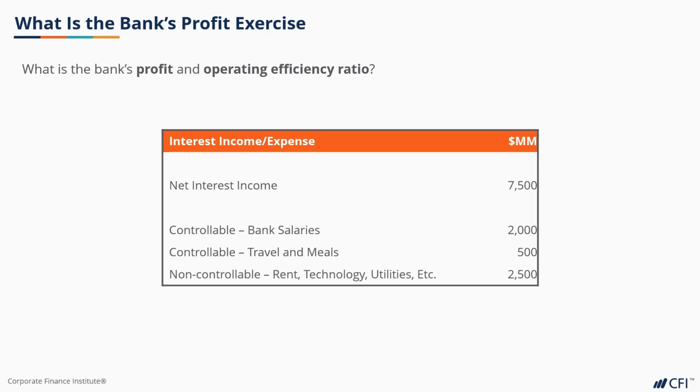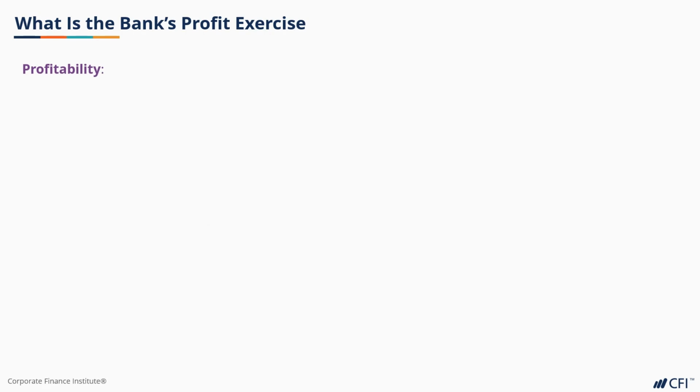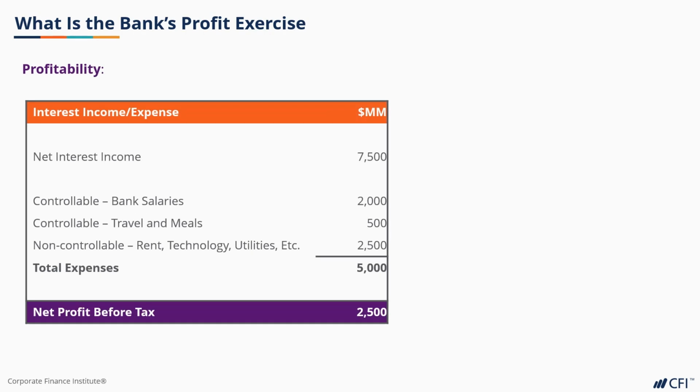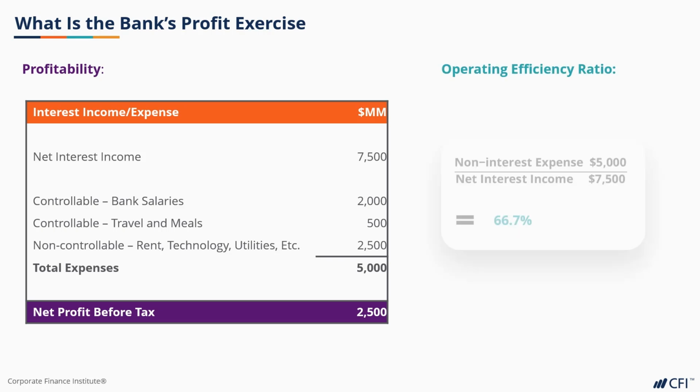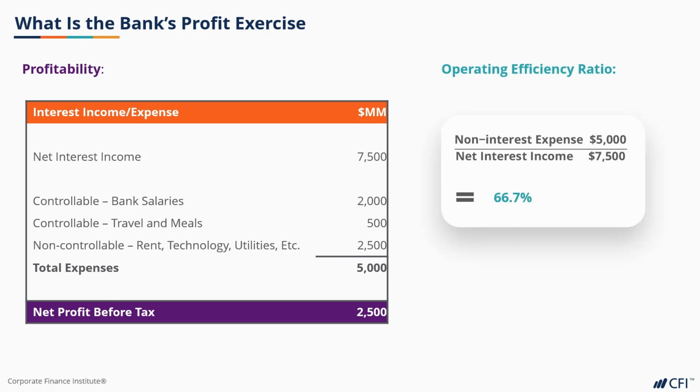This is a universal bank, and so the numbers are quite high. The net profit before tax comes to $2.5 billion. But what we really want to know is, how efficient was the bank in earning this profit? As we can see, the operating efficiency ratio is 66.7%. We saw previously that most banks are in the 70 to 80% range, and so we can conclude that this bank is operating fairly efficiently and better than most of its competitors.